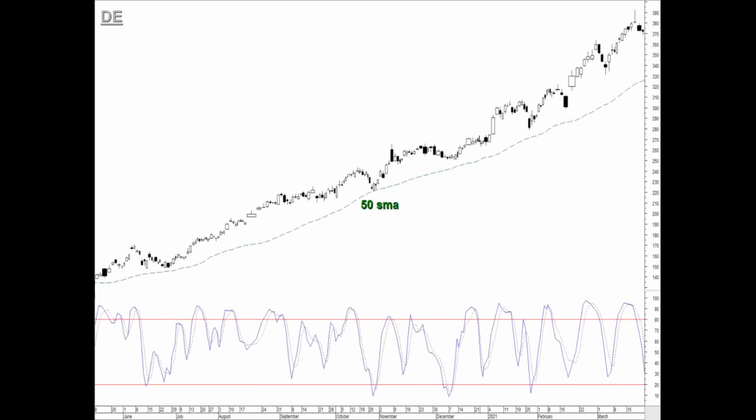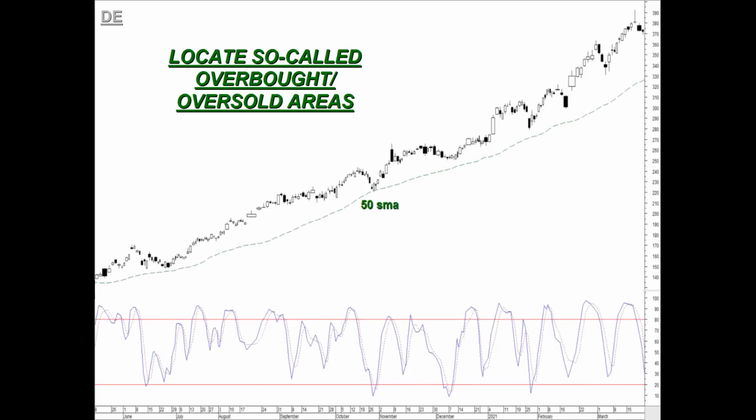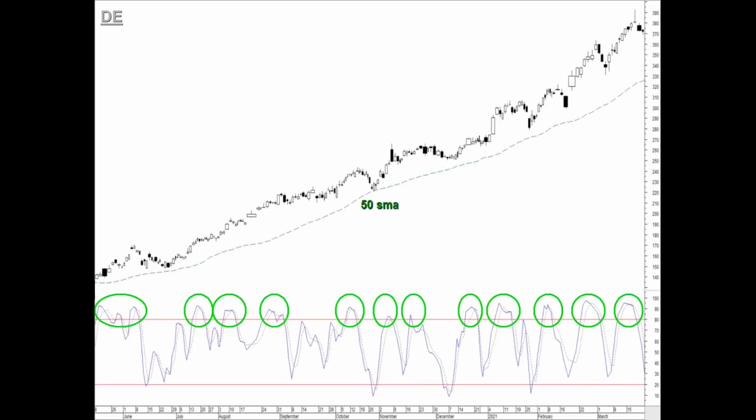We're going to exploit the so-called overbought, oversold areas. So we want to ask ourselves, firstly, where is price? Price is obviously above, so we're going to be a buyer. Now, we want to locate all of the so-called overbought areas. Why? Because we're above the 50. And here's where they are. We're overbought everywhere we went above that threshold, and we circled it in green.